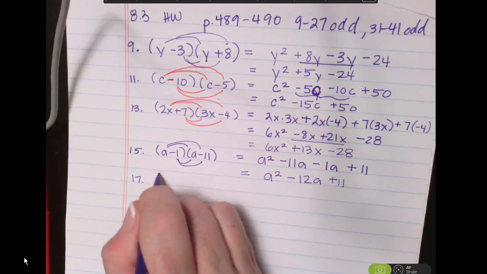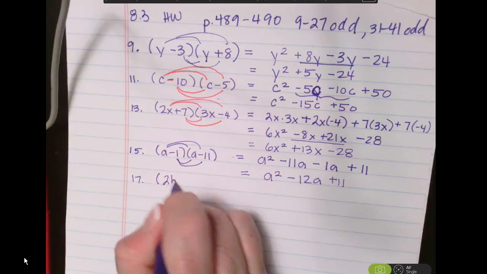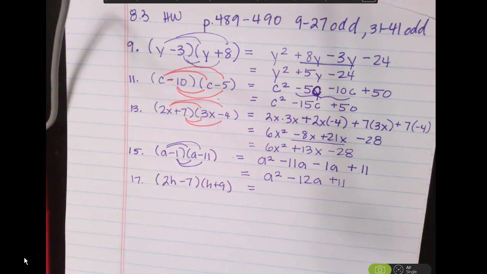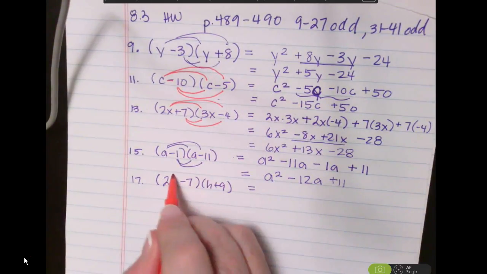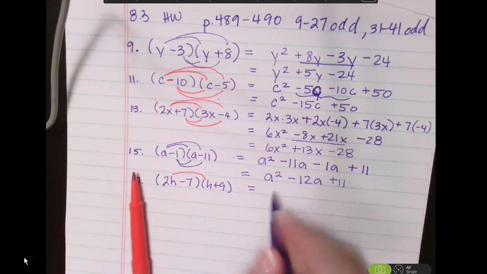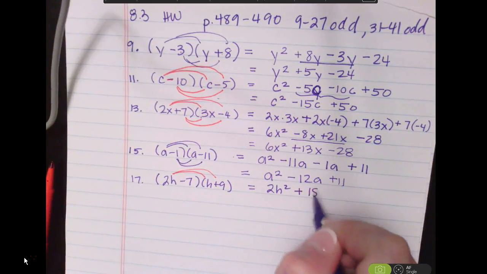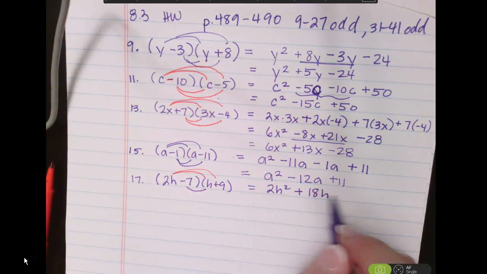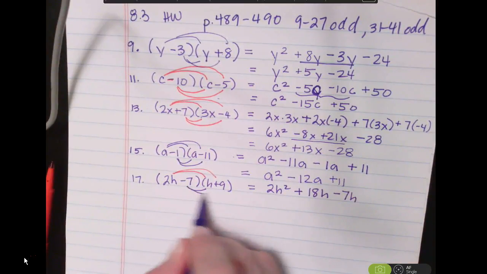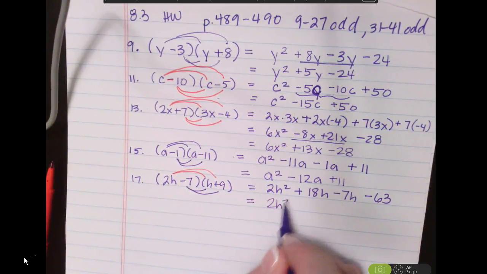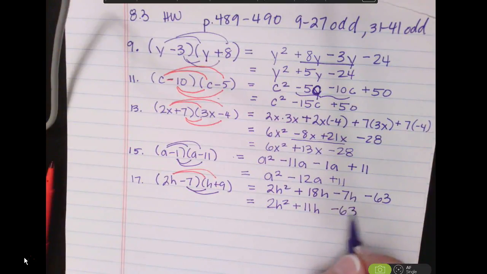Number 17, 2h minus 7 times h plus 9. So I'm going to be doing 2h times h, which is 2h squared, 2h times 9, and that's a positive 18h, minus 7 times h, minus 7 times 9 is negative 63. So 2h squared, 18 minus 7 is 11h, minus 63.